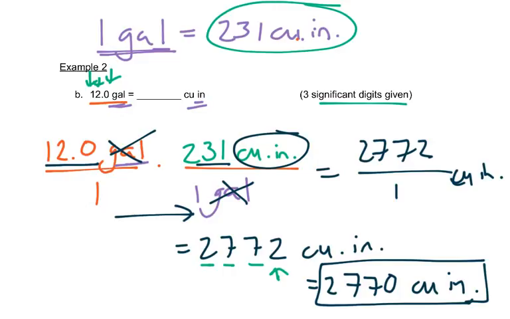It's just a different way of rounding it. And it's trying to say that if this person was careful enough to measure that to 12.0, then we can be sure of our answer to 2,770 cubic inches. This was rounded at some point, which means that this has to be rounded, and we want the rounding spot to match in both places.